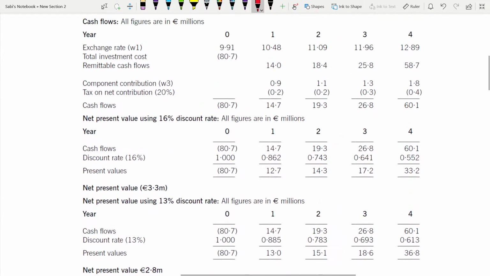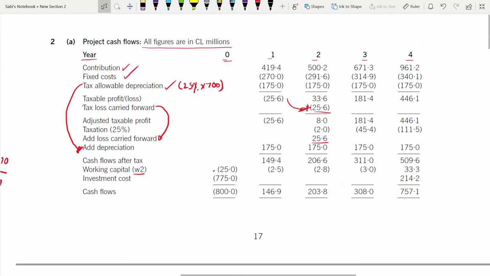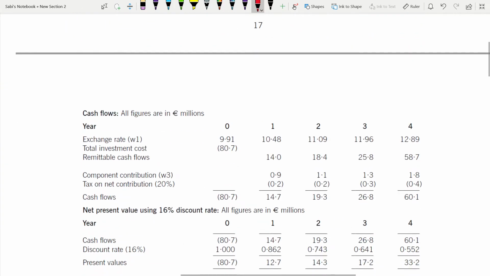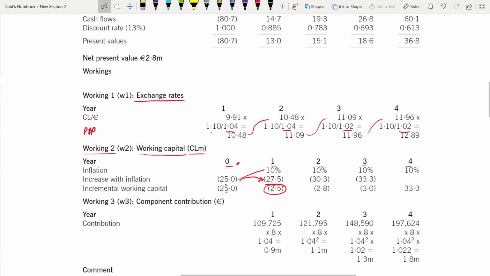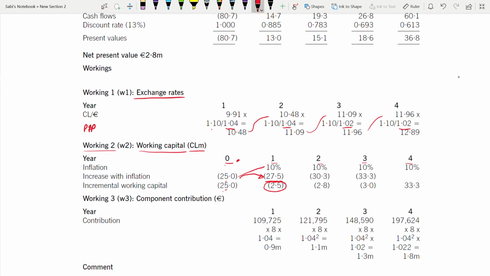Let us go and see. If you see here, 2.5, only the increase amount, 2.8, 3. Here it's a different case. We'll go to year 4 later. Coming to year 2. So year 2 also 10% of 27.5, which will be 30.3.